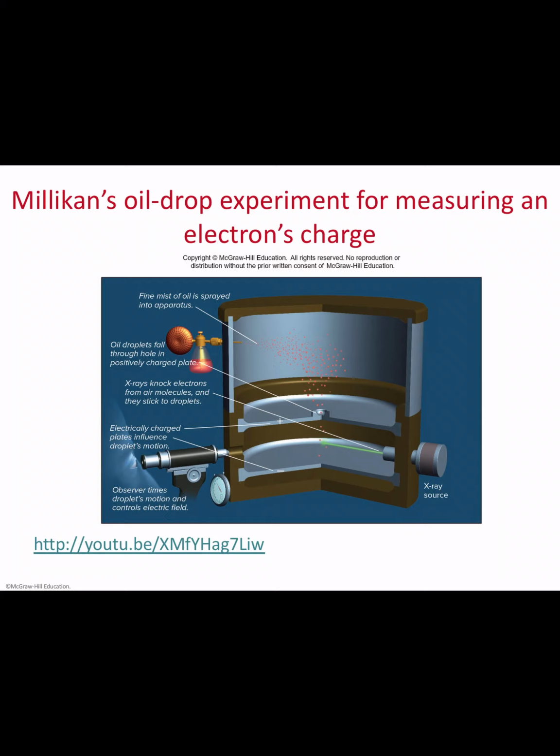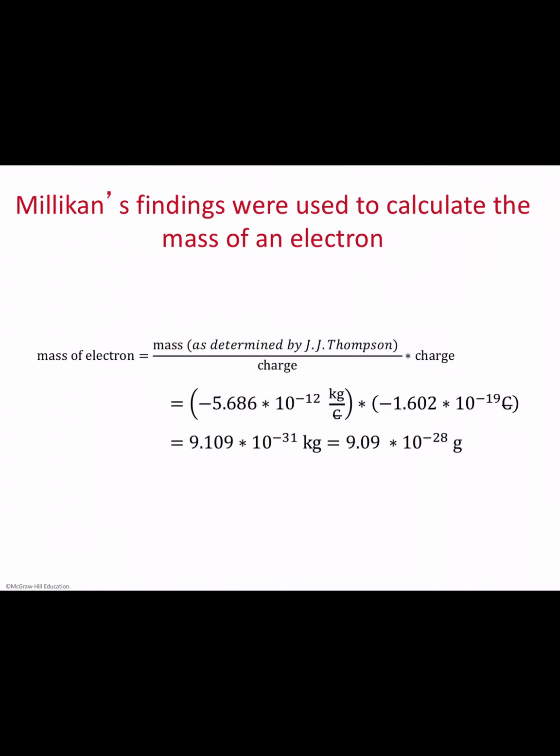Okay, that was Millikan's oil drop experiment for measuring the electron's charge. And then he found the charge of the electron is 1.602 times 10 to the negative 19. That also helped to find the mass of an electron. The mass of the electron was found to be 9.09 times 10 to the negative 28 grams, meaning a very, very tiny mass, right? 10 to the negative 28. Okay.